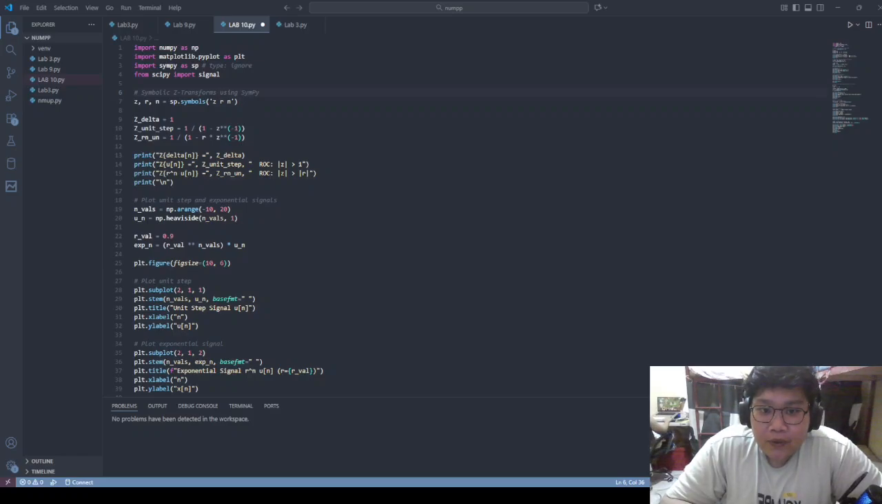So, before plotting, we define the symbolic variables Z, R, and N, as you can see here. Then, we computed the Z transform of three important signals. For the delta function, the Z transform is simply 1. The unit step function, which is u[n], has a Z transform of 1 over 1 minus Z to the power of negative 1, while the third is the exponential signal.